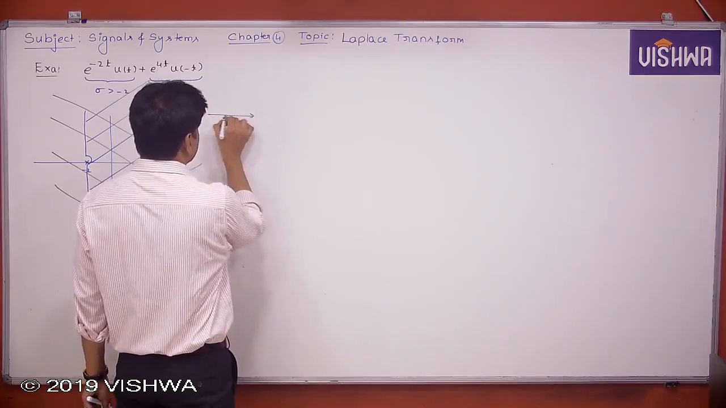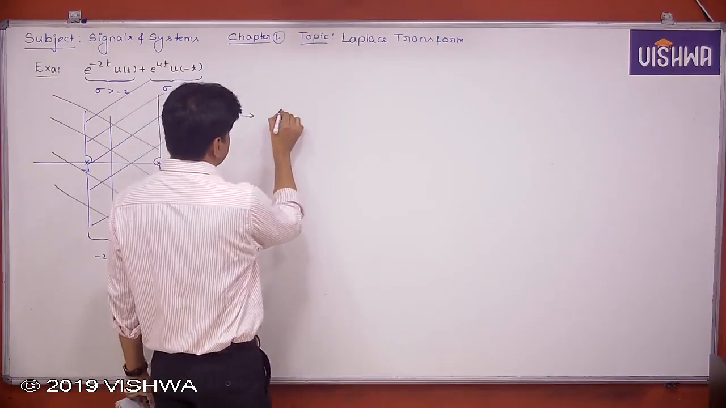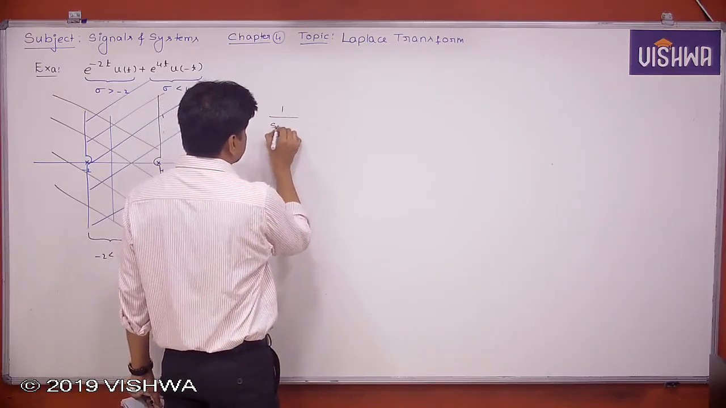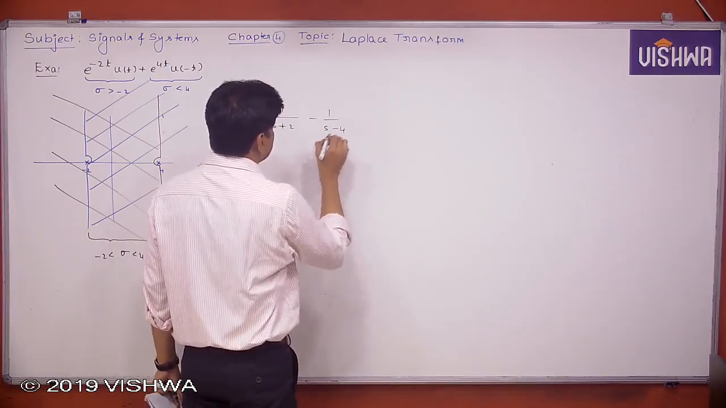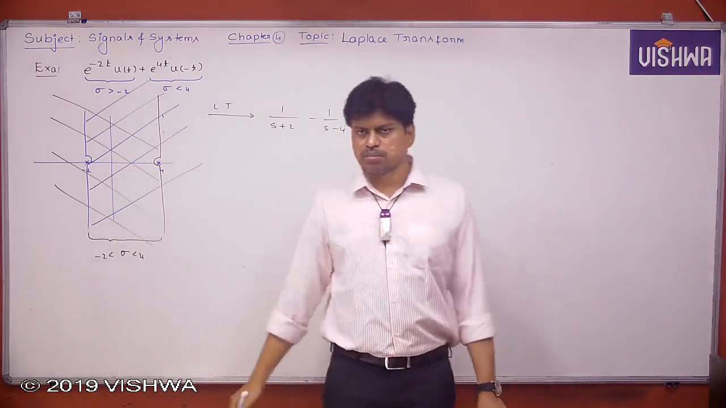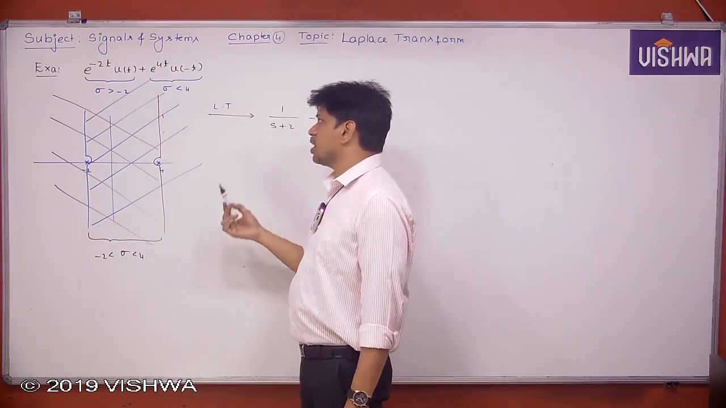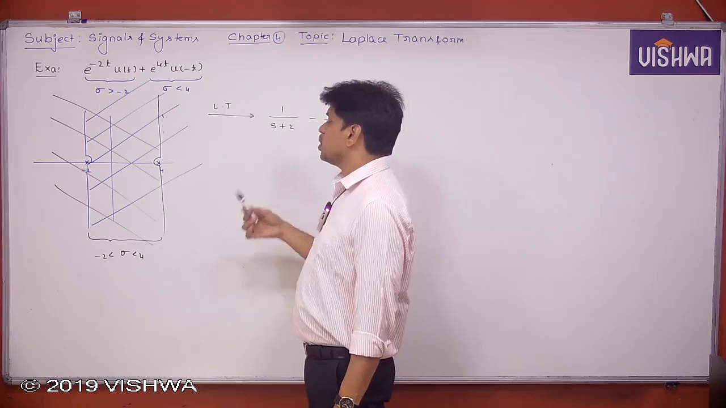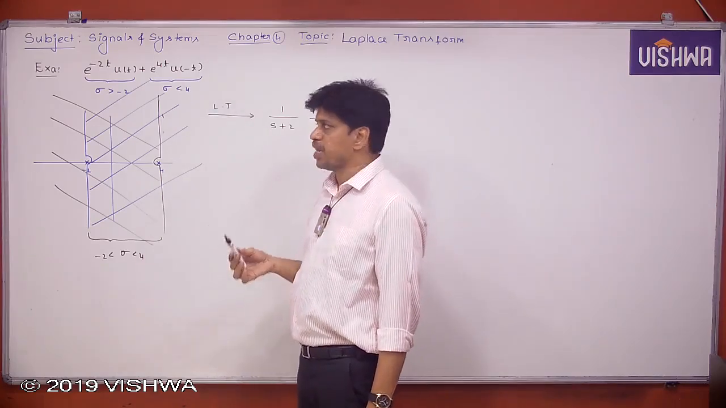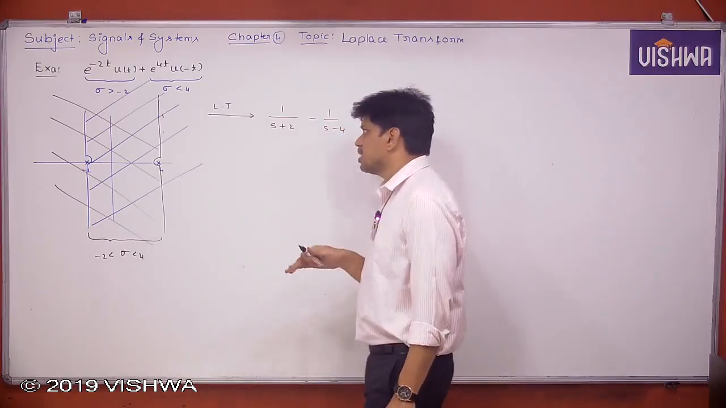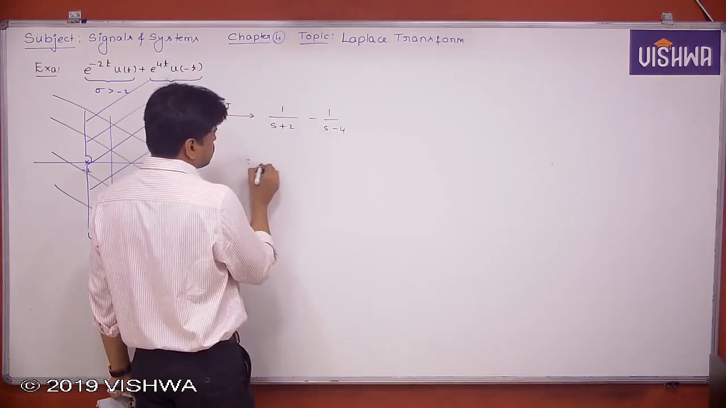So whenever a common ROC exists, then we can take the Laplace transform. That means we can apply the linearity property. 1 by s plus 2 minus 1 by s minus 4. Why have I taken minus here? Because I told you, whenever you see e power 4t, then you have to write 1 by s minus 4. And you have to change the sign because it is a left-sided signal. So this is what we are going to get.